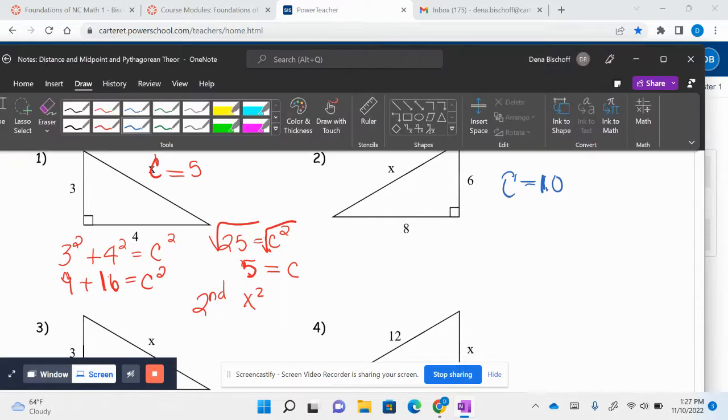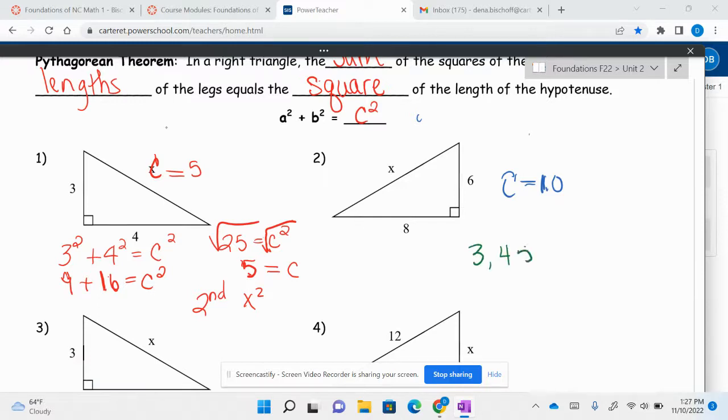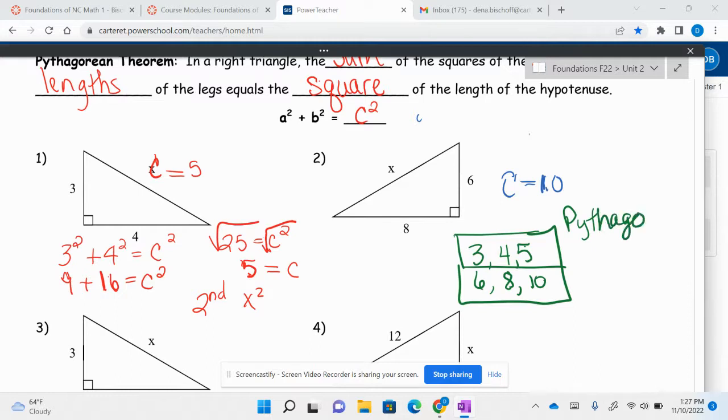So there's something special. My pen is starting to die. I need to get a new battery. So there's something special about the first triangle, triangle number 1, 3, 4, 5, and this triangle that has side measures 6, 8, 10. They're doubled, right? The 3, 4, 5 is doubled, and I get the 6, 8, 10. This is called a Pythagorean triple.